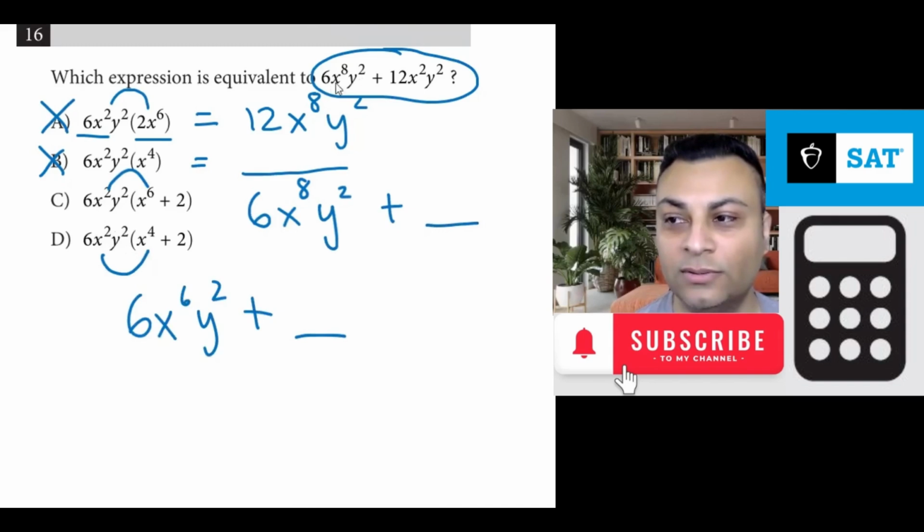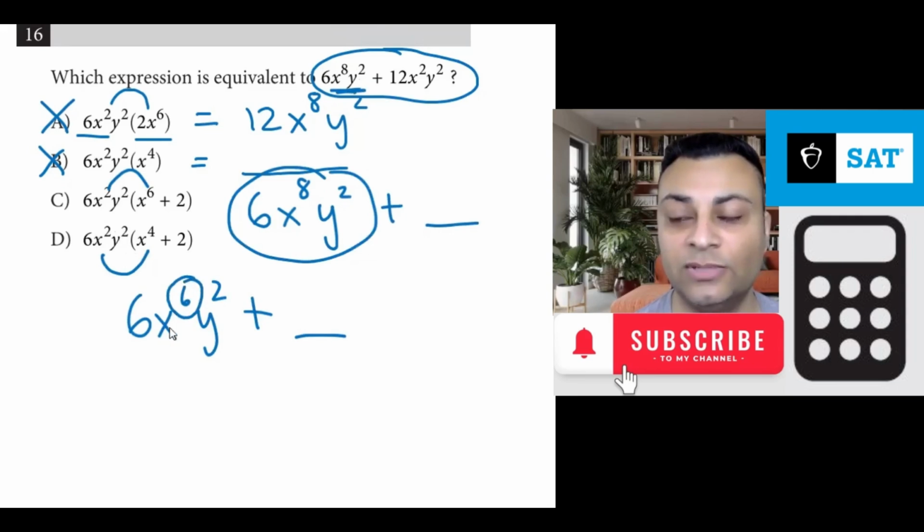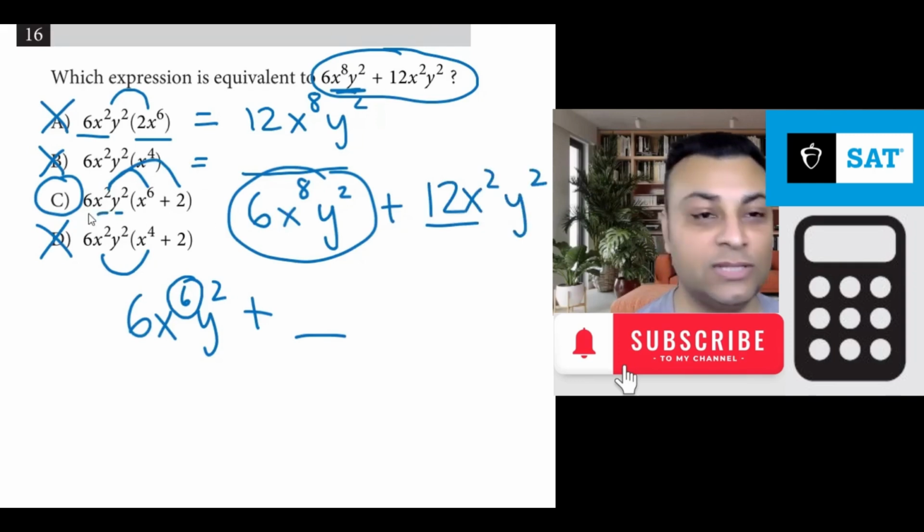However, 6x 8y squared is correct here, and this one doesn't have an 8 over here. So D is wrong, and C is correct. If you follow through with the expansion, you would get 6 times 2, 12, and you still get x squared, y squared, because you have x squared, y squared here. So option C is correct.